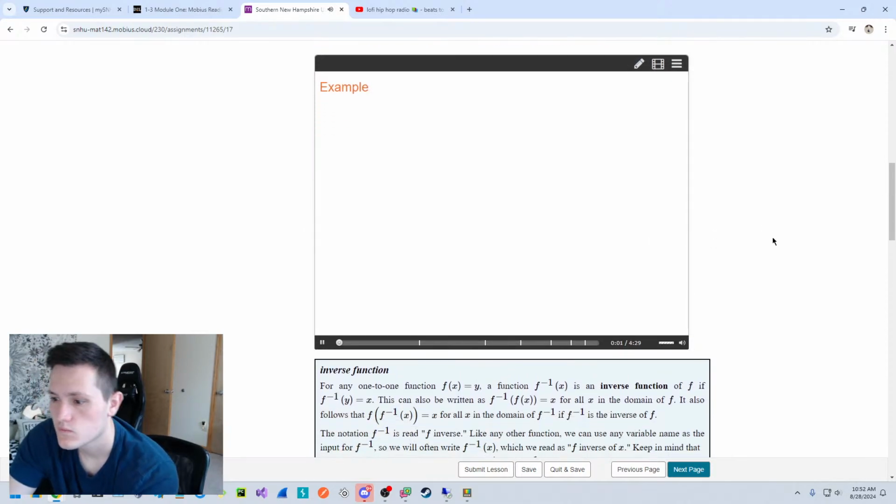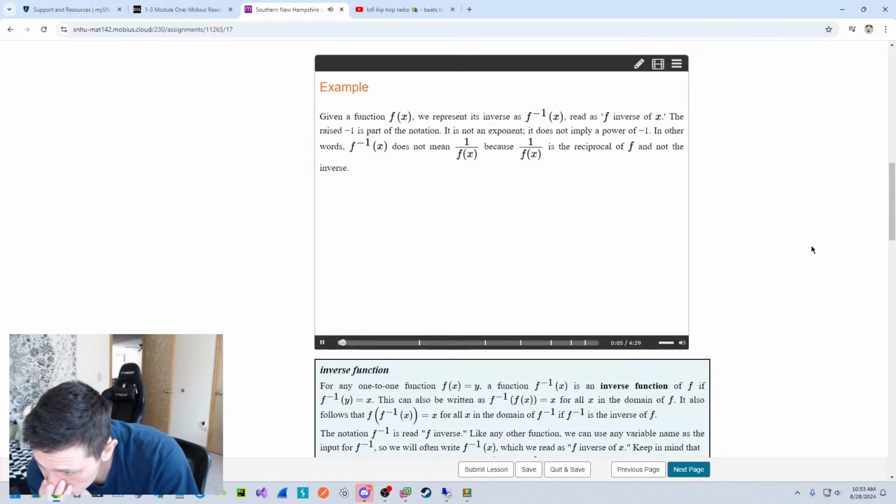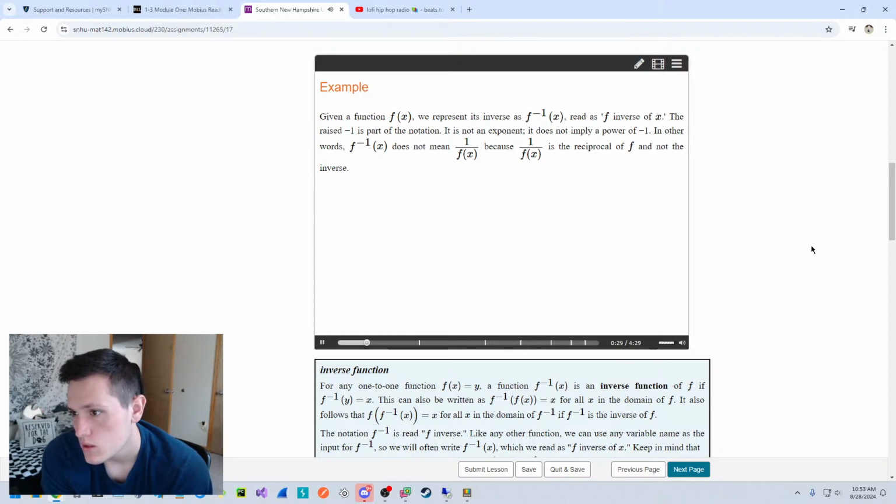Let us take a look at an example of inverse functions. Given a function f(x), we represent its inverse as f inverse of x. The raised negative 1 is part of the notation. It is not an exponent, and it does not imply a power of negative 1. In other words, f inverse of x does not mean 1 over f(x), because 1 over f(x) is the reciprocal of f, not its inverse.